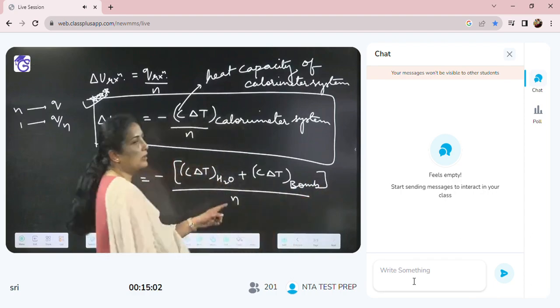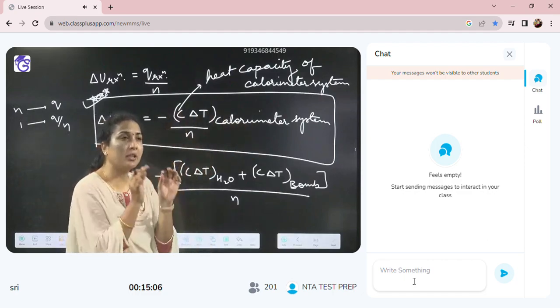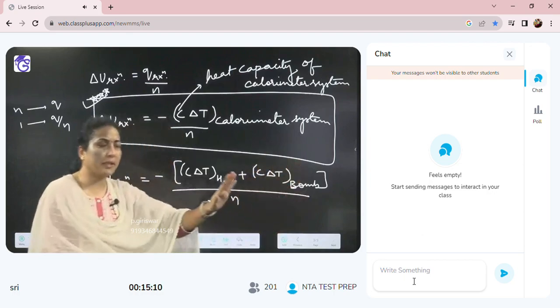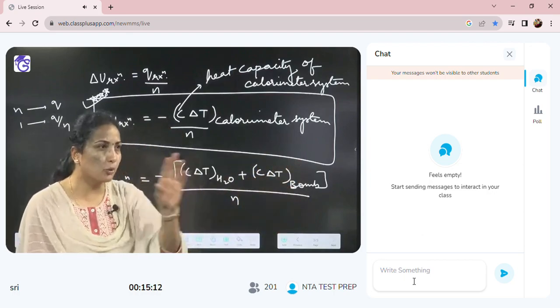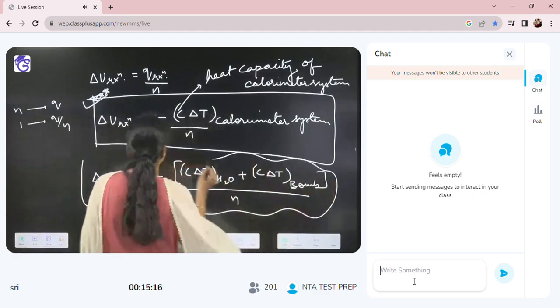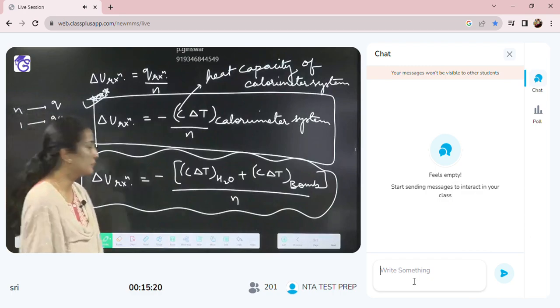Are you able to understand what I've done? Simply I am segregating, depending upon if the examiner is giving heat capacity of water separately and heat capacity of bomb separately, which is a rare case scenario for you, right? But still I am giving you the formula. Are you able to understand what we have done here? Is there any doubt to anybody?